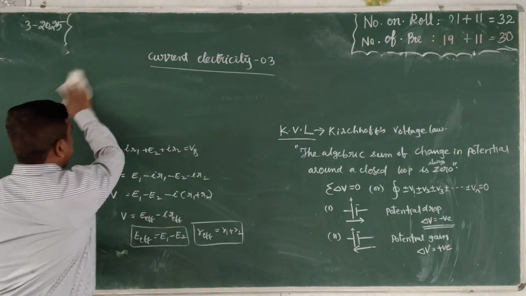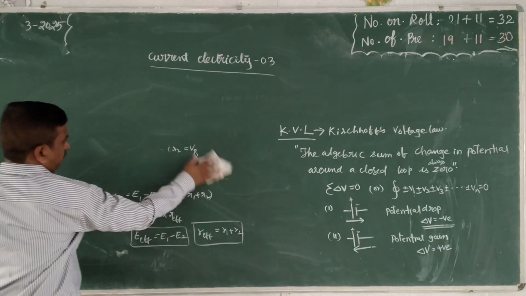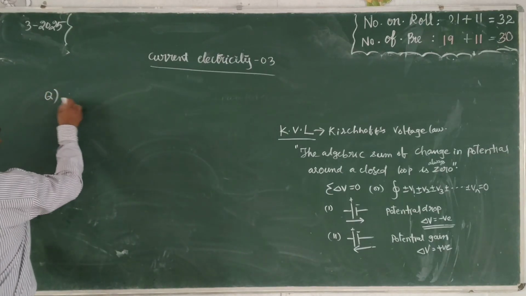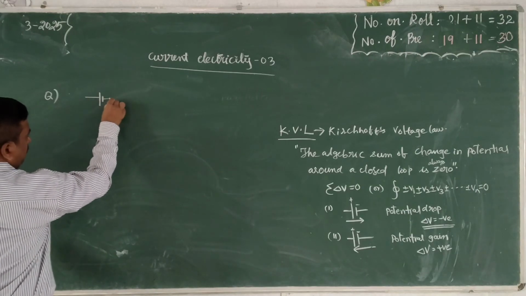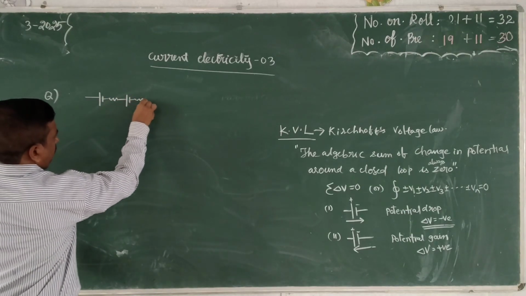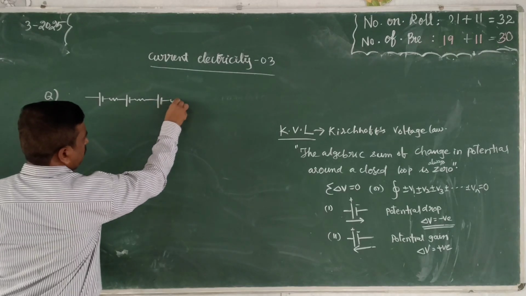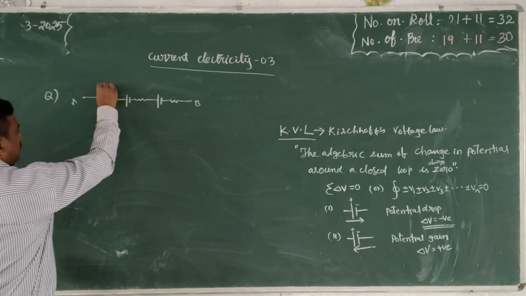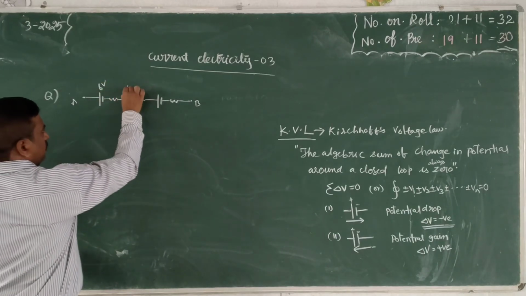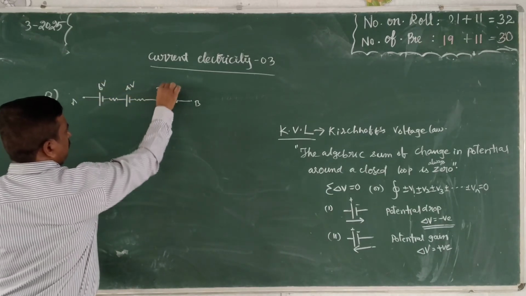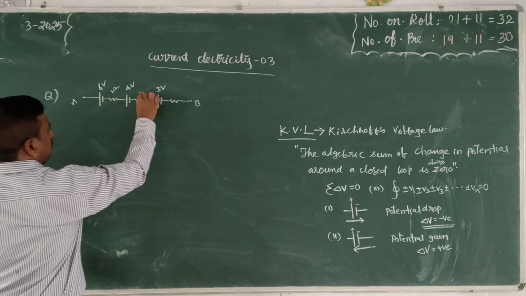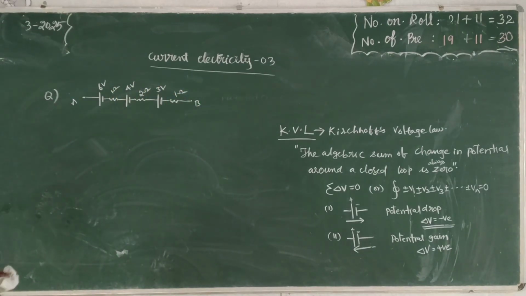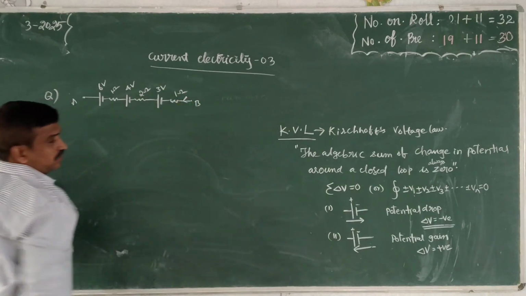First problem: find the effective EMF and effective internal resistance when the cells are connected as shown. See here, it is the connection between point A and point B, with potentials of 6 volt, 4 volt, and 3 volt, and internal resistances of 1 ohm, 2 ohm, and 1 ohm. See here, this is the direction of current.